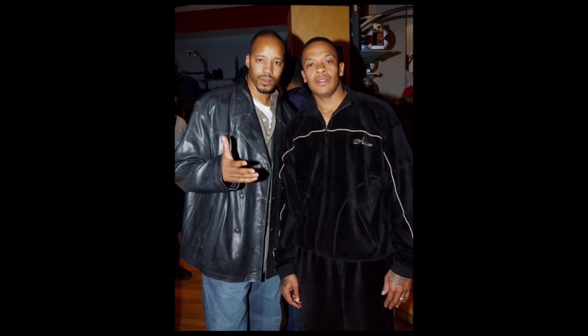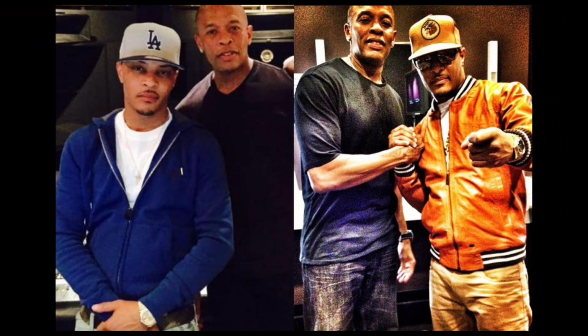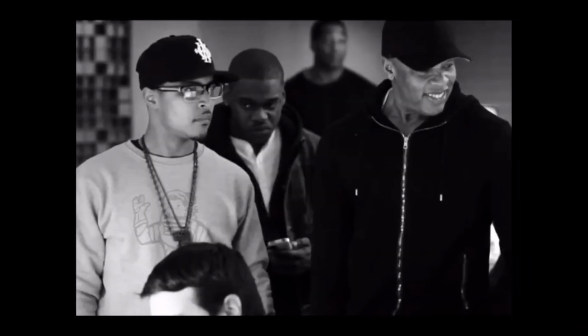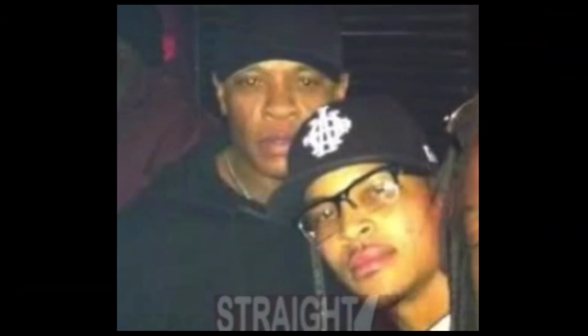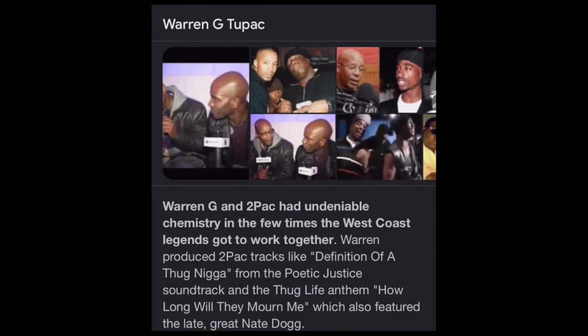As you guys can see, here's a picture of them together. And ironically, T.I. is very close to Dr. Dre. They even have multiple songs together. So here's some more pictures of them together. They put this one in plain sight, because right here, this looks like Dr. Dre and Warren G, but this is Dr. Dre and T.I.